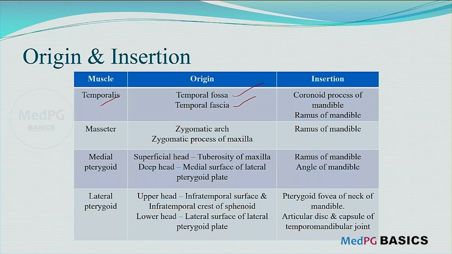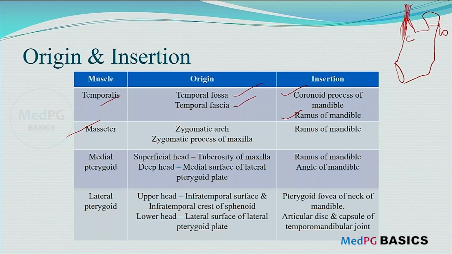These fibers converge as they descend and pass through a gap between the zygomatic arch and the side of the skull to be inserted onto the coronoid process of the mandible and the adjoining part of the ramus of the mandible. If you observe the ramus of the mandible, it presents the coronoid process here, and this is the condylar process. So the temporalis fibers are inserted onto the coronoid process and the adjoining part of the anterior border of the ramus of the mandible.